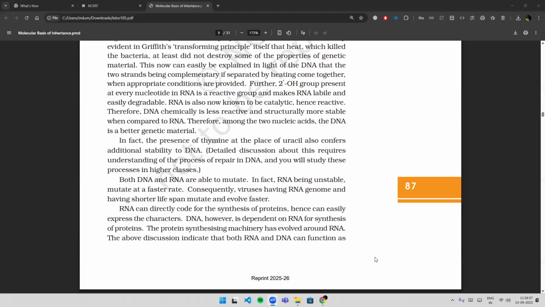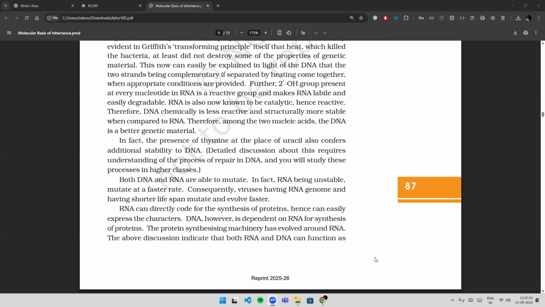Detailed discussion about this requires understanding of the process of repair in DNA, and you will study these processes in higher classes. Both DNA and RNA are able to mutate. In fact, RNA being unstable mutates at a faster rate. Consequently, viruses having RNA genome and having shorter lifespan mutate and evolve faster.